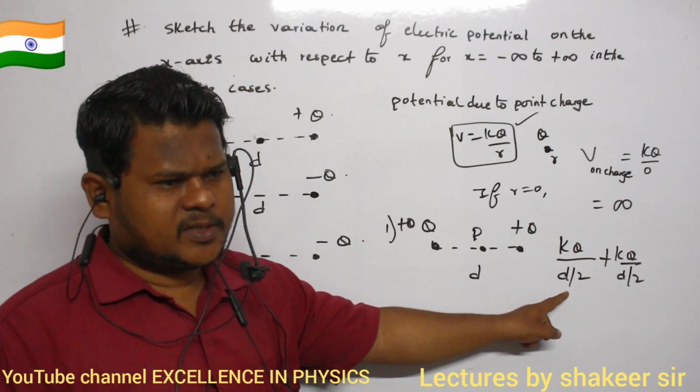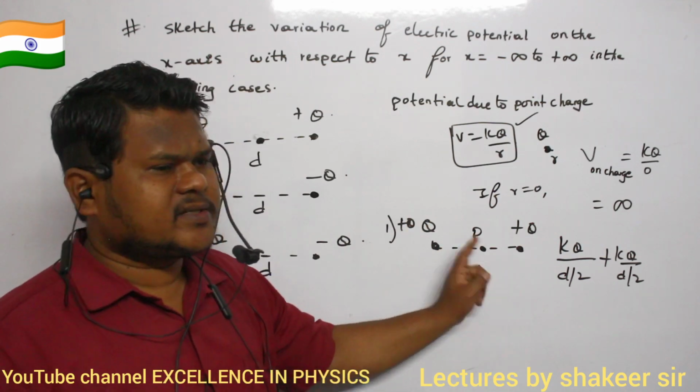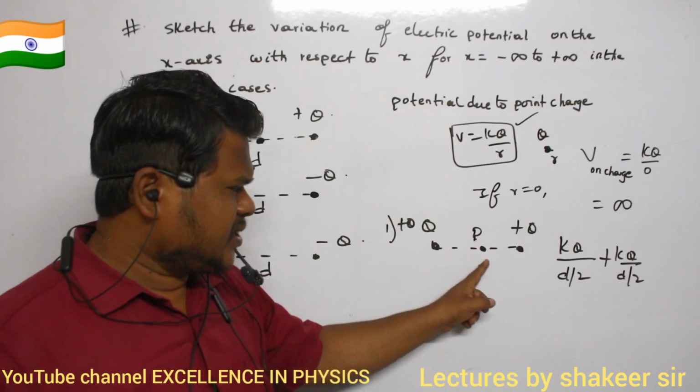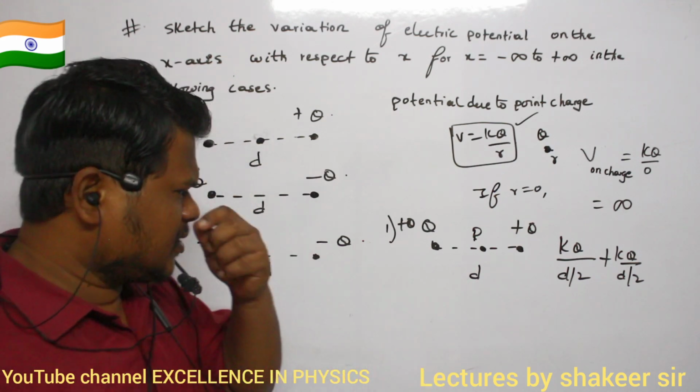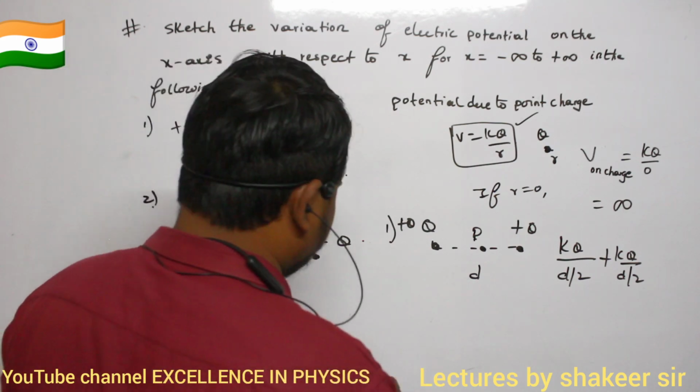All of you are able to understand? Potential near the point charges is infinite. So it means in between these two charges, definitely potential will be less than infinite. So therefore, how can I draw a graph? I can draw a graph like this.